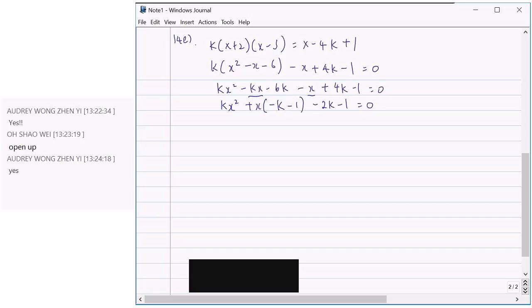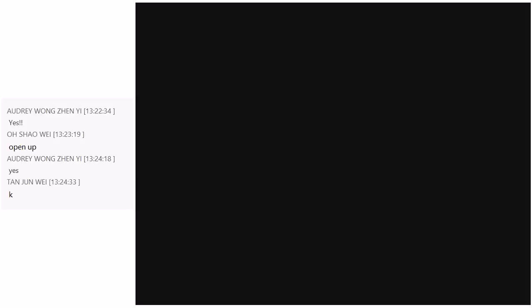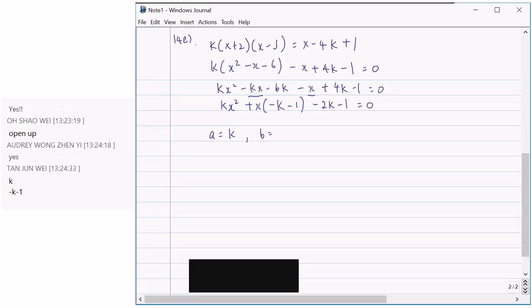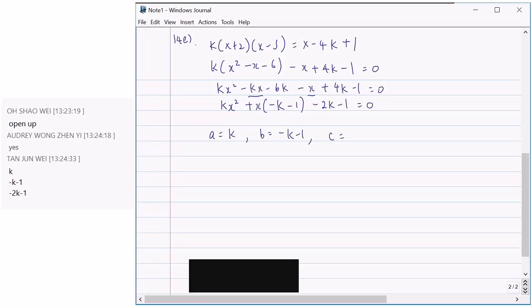Junwei, can you give me the A, the B, the C for this quadratic equation? What's the A? Junwei is here, right? What's the A? Okay, okay. What's the B? Minus k minus 1. And what's the C? Minus 2k minus 1. Very good.